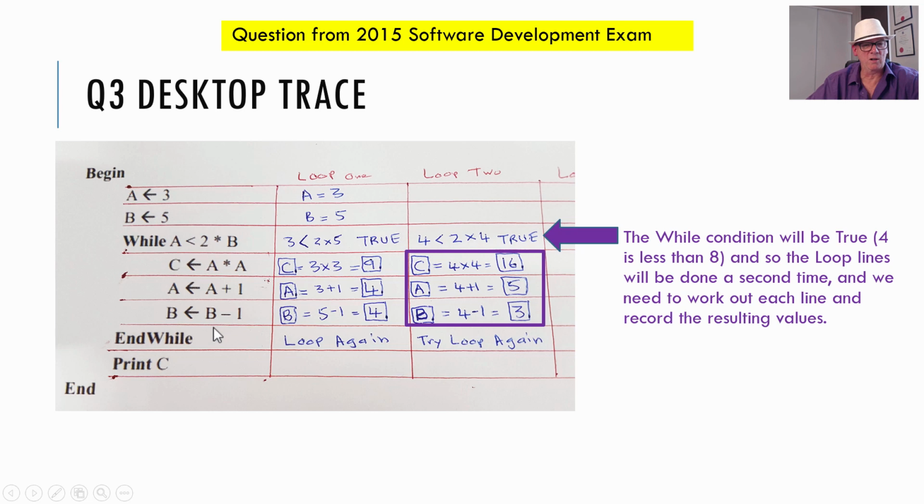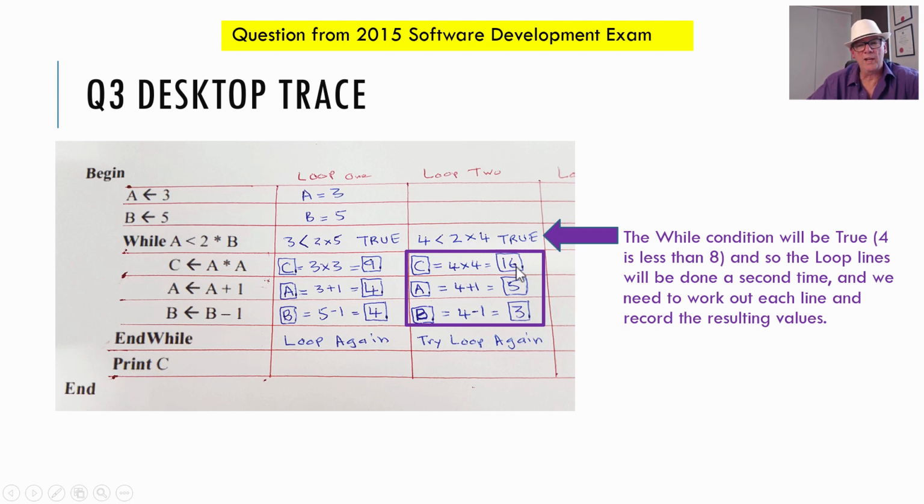And because it's true, that means we're going to do these indented, pushed in lines here that are part of the loop. So we need to do our C, A, B calculations again, but they've got different numbers this time because C, remember the formula is A times A, but A's changed. A is now a 4. It's not 3 anymore like it was at the start, it's a 4.